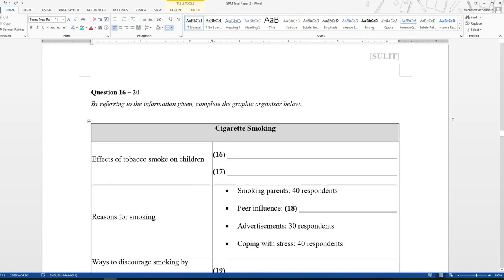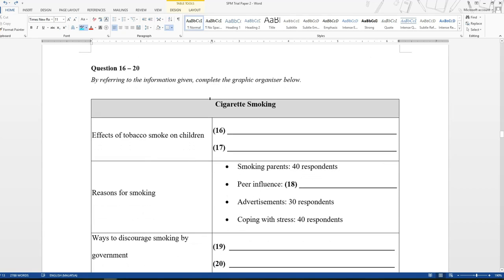Alright, so now I have scrolled down to the questions, and this is the part of the exam where you will need to take out your ruler and use a pen or maybe a highlighter to find all the keywords in the questions. So let's start with the table here. They've given you a table and you need to fill in the blanks for questions 16 to 20. By referring to the information given, complete the graphic organizer below.